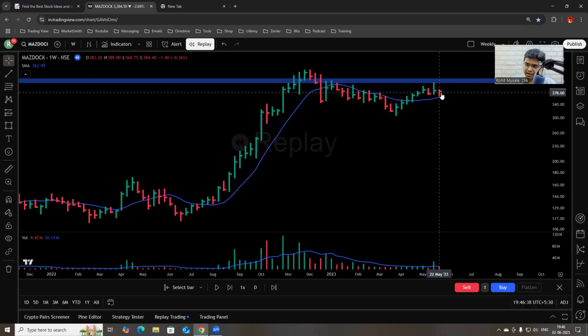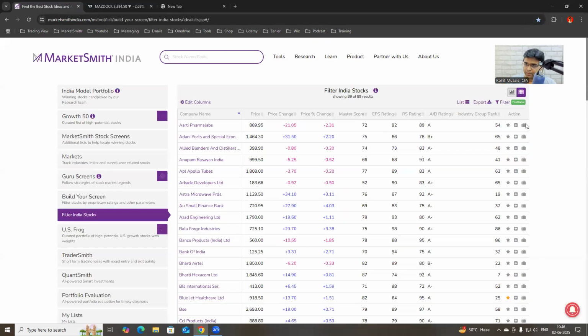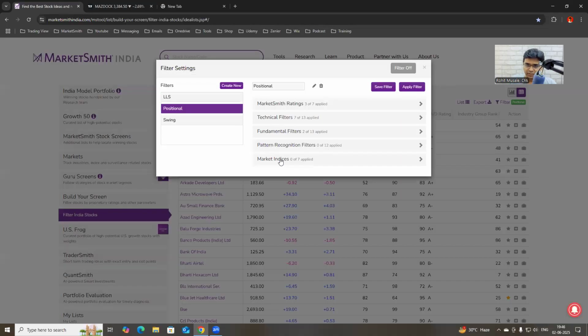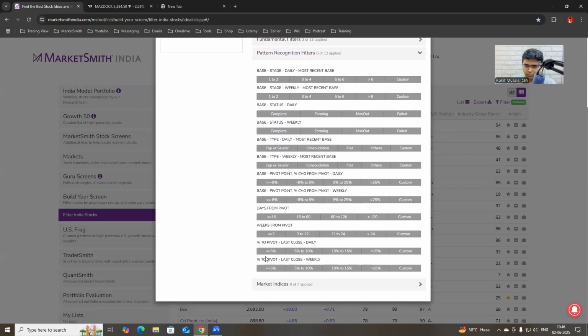That is mentioned in black color. So we are interested in the black color. Okay. So given this point in mind, my programmer friend suggested that I go to the pattern recognition filter, scroll down, and go to the last filter.